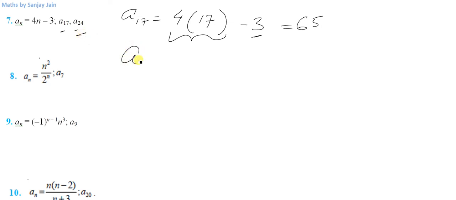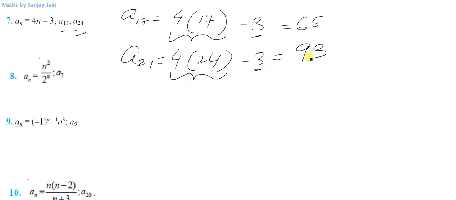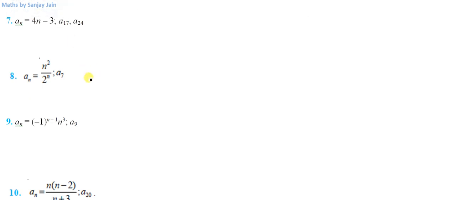A24 will be 4 into 24 minus 3. So this is 96 minus 3, 93. So these are the answers for A17 and A24. I want you to note it down because I will be erasing this answer so that I can attempt the next one. So let me erase it now and do this one.